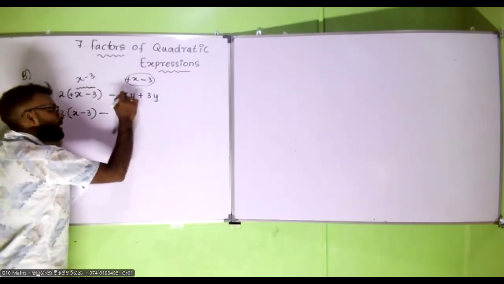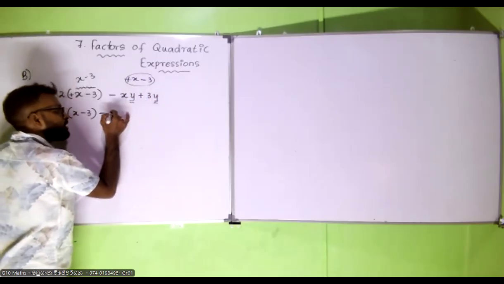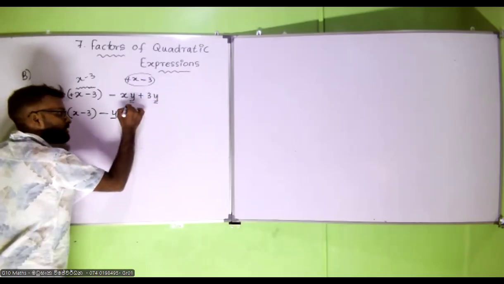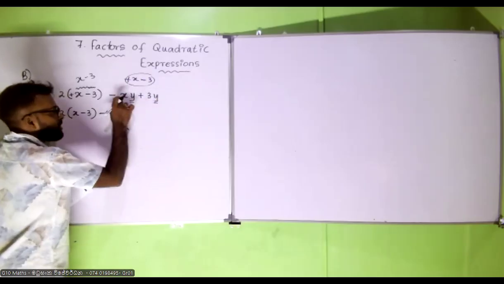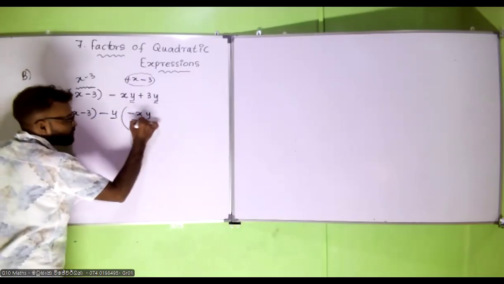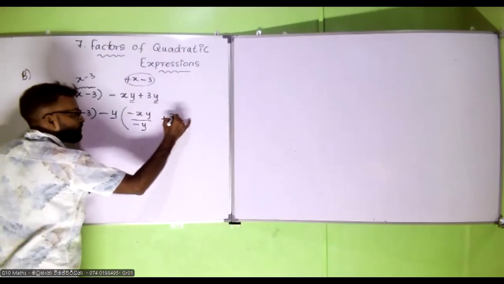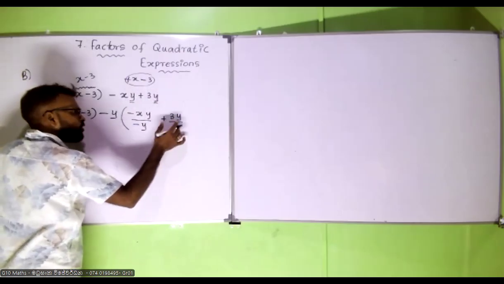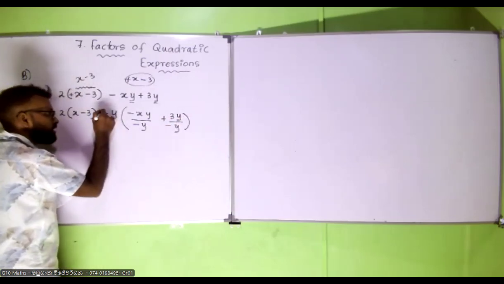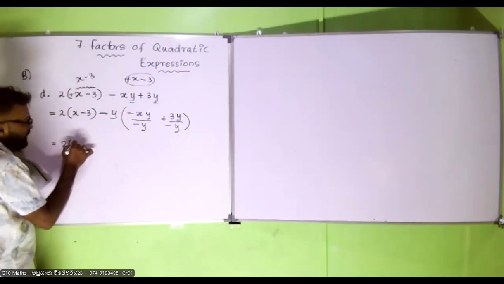So now here you have minus x, and what is the common term? The common term is y. At the same time, you take the common term out from this one and this one, in brackets. Here you have negative xy, so you divide this term by negative y. Here you have positive 3y, and you divide this term by negative y as well. This is the meaning of taking negative y out. So finally you can write x minus 3.